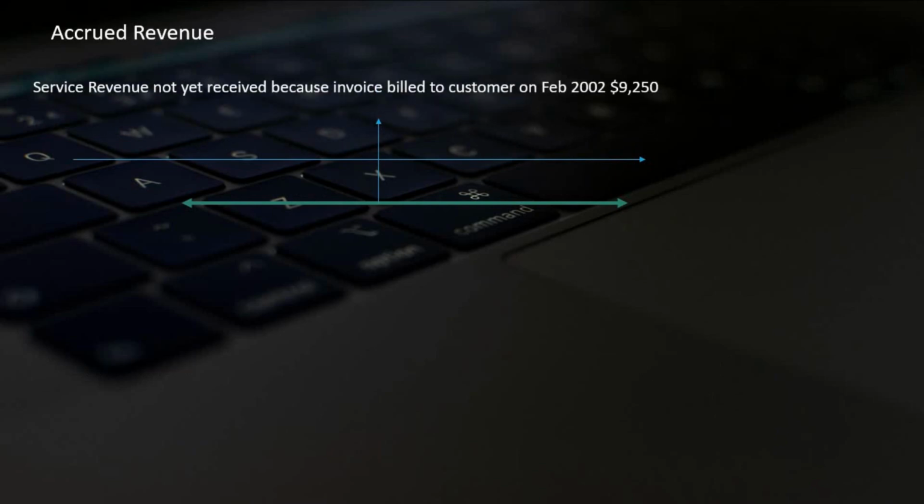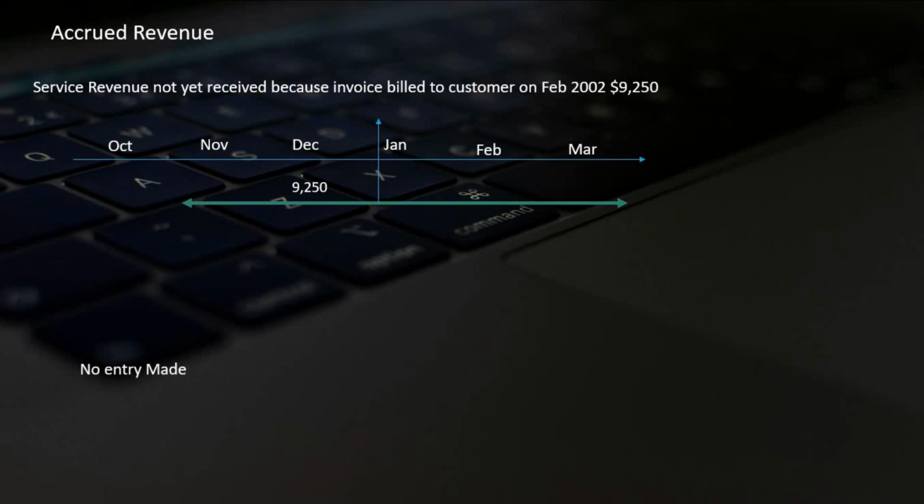Service revenue not yet received: the invoice is billed to the customer in February 2002, $9,250. In this case, we have already provided the service to the customer, but we haven't invoiced the customer until February 2002. But we are sure that it is revenue. It occurred in the current financial year. So we have to record this in the current year. At the end of the financial year, we have to record 9,250 as revenue.